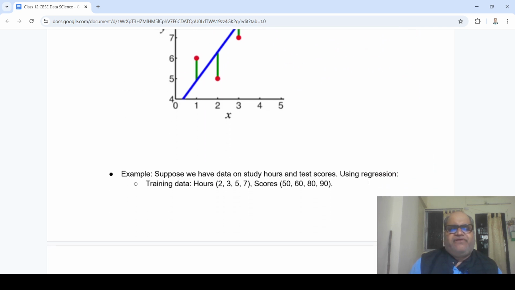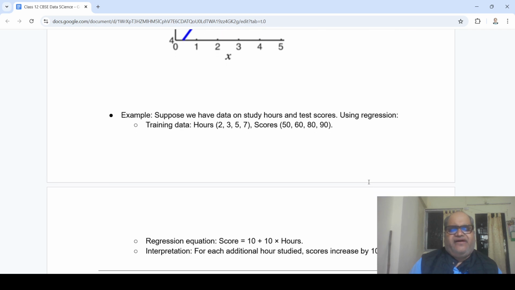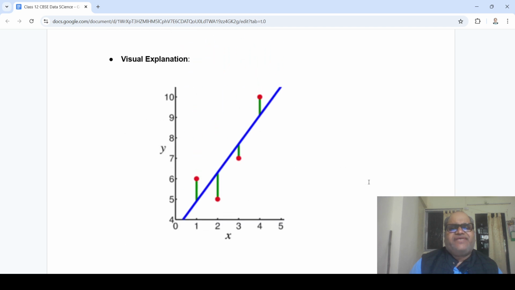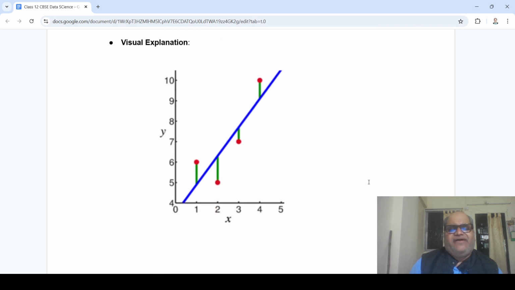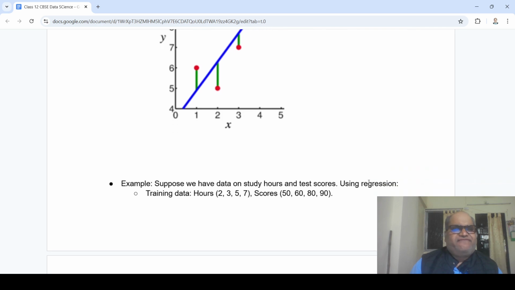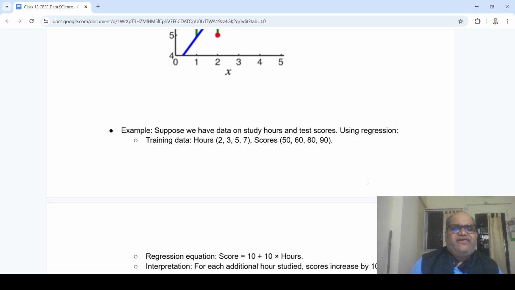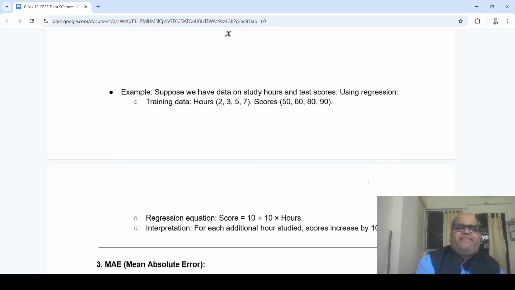Yeah, so let us take one example here, right? Now, when you say that y is equal to mx plus c, once you fit the baseline, you'll get some value of m and some value of c. Let's take a simple example of your study hours and the score you might have got in some exam, right? Say you have 2 hours, 50 marks; 3 hours, 60 marks; 5 hours, 80 marks; 7 hours, 90 marks; and say that you get 10 times the number of hours as your score, right?